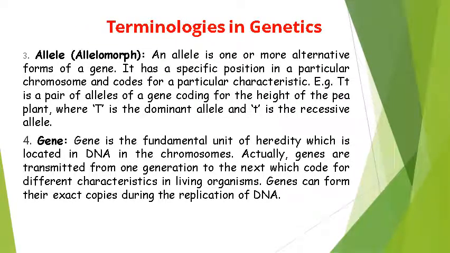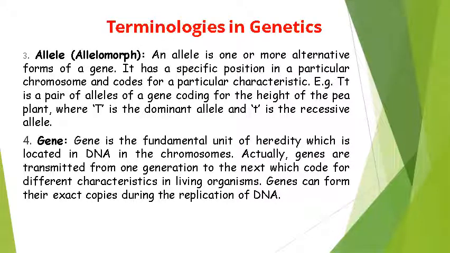Other important terms are alleles and genes. Before we discuss the allele, I think first we have to take a look at genes. Gene is the fundamental unit of heredity, which is located in DNA in the chromosome. Genes are transmitted from one generation to the next generation, and they code for different traits in living organisms. A gene can form its exact copy during the replication of the DNA. So genes are the factors, according to Mendel, which transmit one character from one generation to the next generation.